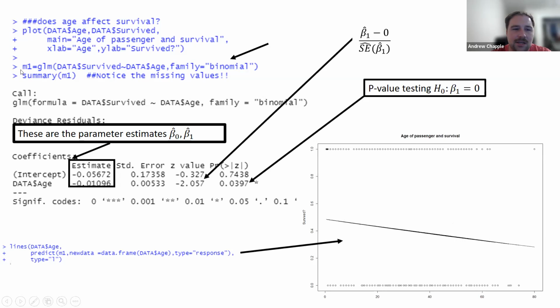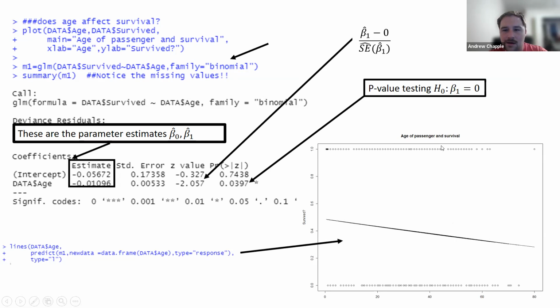How am I actually going to get that plot? Well, I'm going to get that plot this way. I'm going to create a new object called M1, and I'm going to say GLM, the survival, who survived, data survived, as a function of data age, and my family is equal to binomial. I have to add that here. And if I do summary, these are the things that I get down at the bottom.